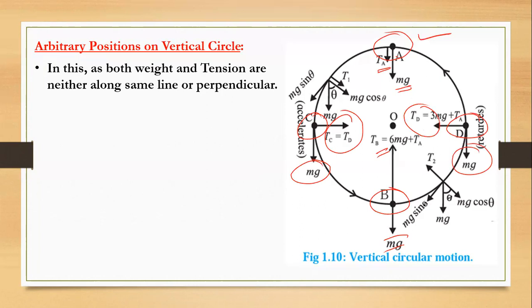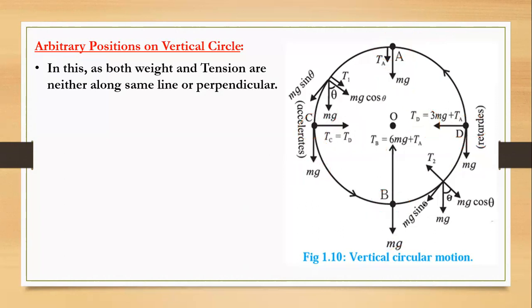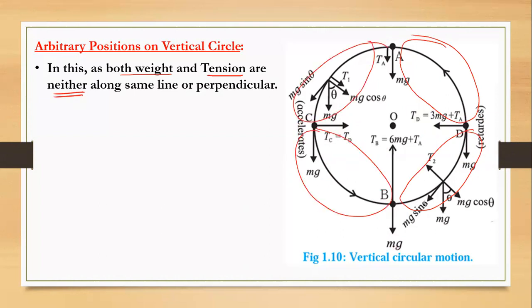Means they are along the same line or perpendicular to each other. Arbitrary position means what? In this position, both weight and tension are neither along the same line nor perpendicular. Means maybe a position between this, or this position, or between these 2 points is the arbitrary position.